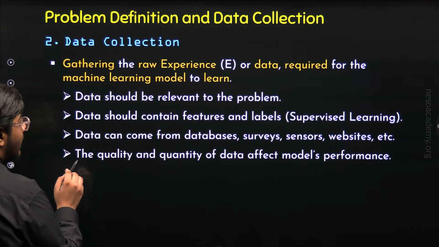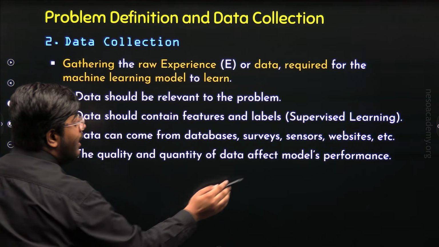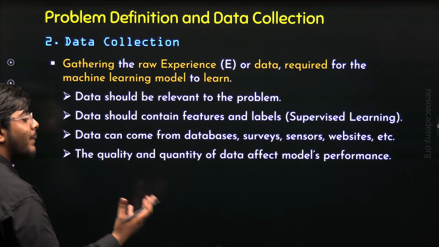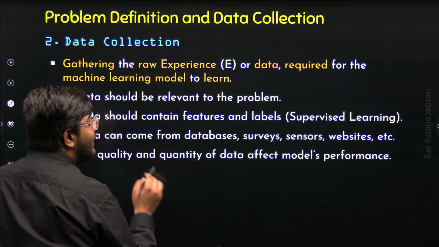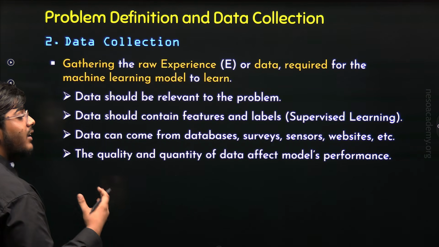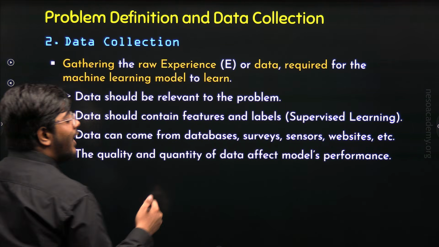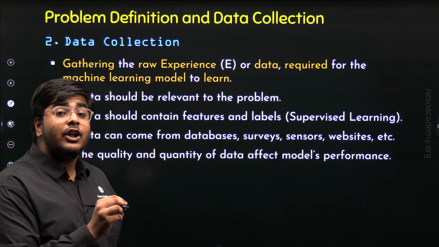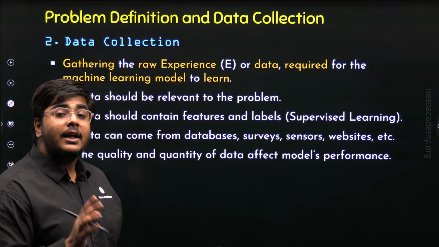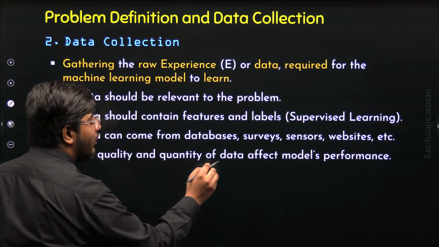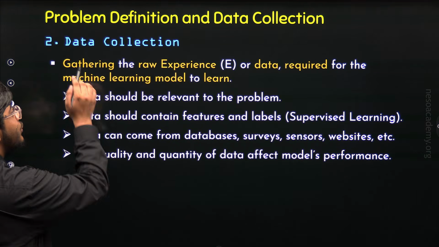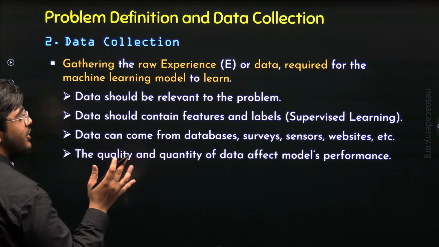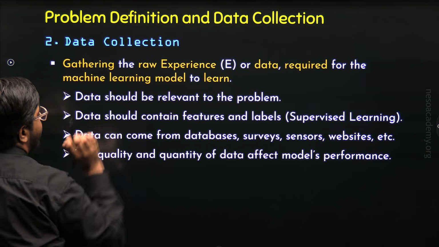Next point, the quality and quantity of data affect the model's performance. If the quality of data is bad, the model's performance will be bad. And also, if the quantity of data is not sufficient, the machine learning model cannot learn from that data. That is why it will also affect the model's performance. It is to be noted that a machine learning model cannot learn from incomplete or less data. That is why quality and quantity of data are very important factors to check during data collection. In this way, we have understood the second step of the machine learning pipeline also, that is data collection.